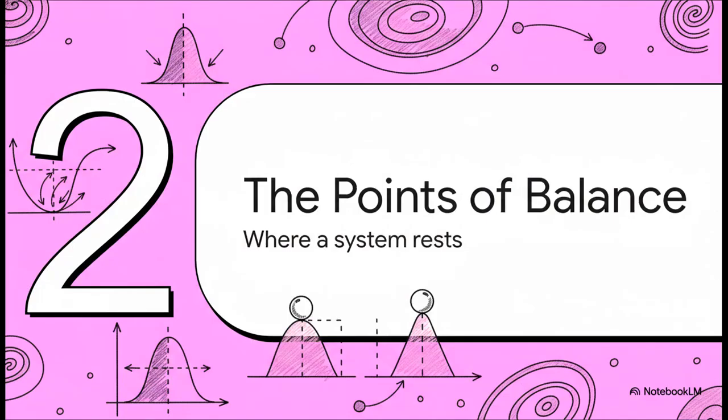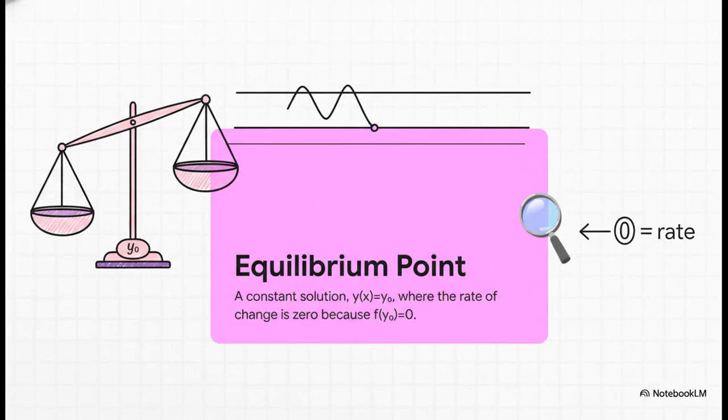So, if we want to predict a system's final destination, the very first thing we have to do is find its potential resting spots. I mean, where could it, in theory, just stop and stay the same forever? These are its crucial points of balance, its equilibrium. An equilibrium point is just a value, we'll call it y sub 0, where the rate of change hits exactly 0. It's like the system's evolution flatlines. If the system ever lands perfectly on this value, it's going to stay there for good, in perfect balance.